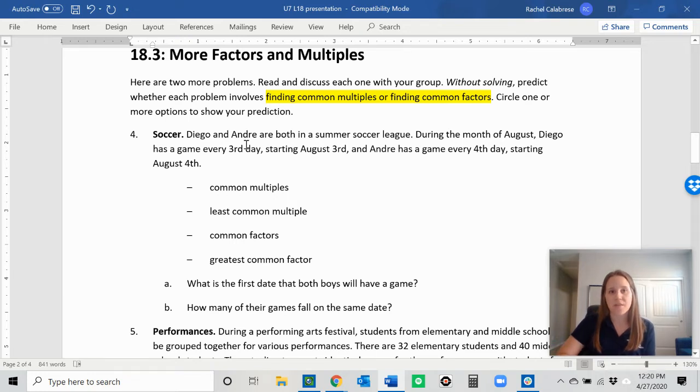Diego and Andre are both in a summer soccer league. During the month of August, Diego has a game every 3rd day, starting with August 3rd, and Andre has a game every 4th day, starting with August 4th. What's the first date that both boys will have a game, and how many of their games fall on the same date? Okay, so do you think I'm going to be finding multiples, or do you think I'm going to be finding factors to answer this question?